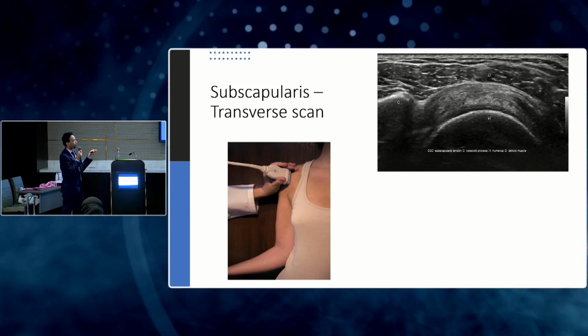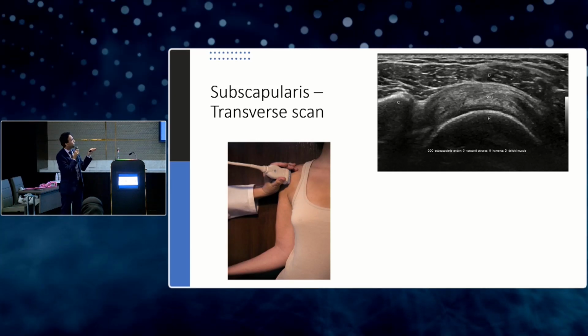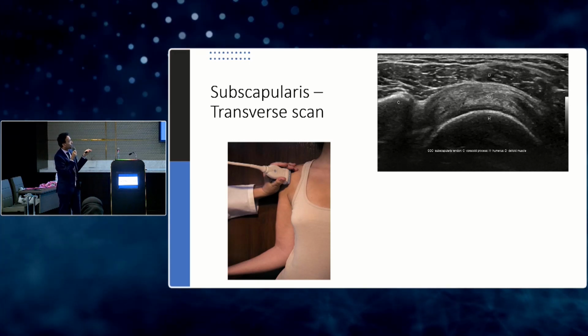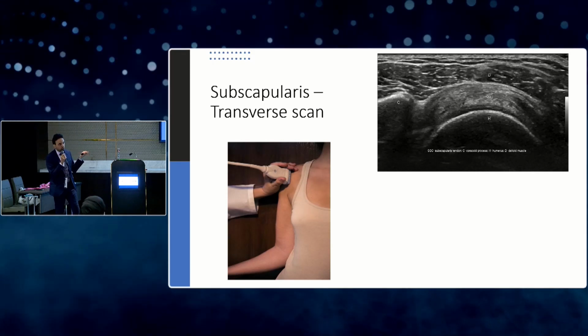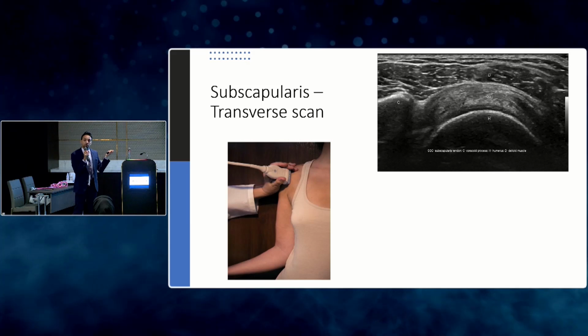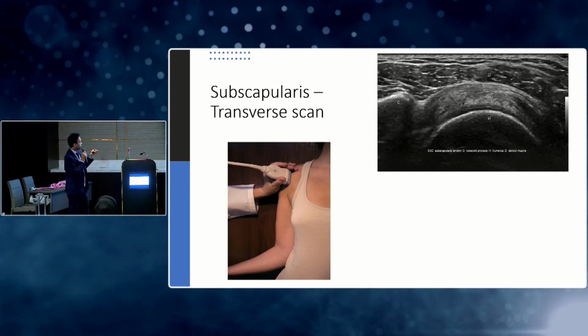We can see the head of the humerus here, the bone. We can see the subscapularis after external rotation, and we will see the deltoid muscle, as I mentioned, it's above it. Sometimes we might see some collection of fluid, so that might be a collection of fluid inside the bursa. So this is a good spot to do an injection of the subscapularis bursa, and this is the coracoid.